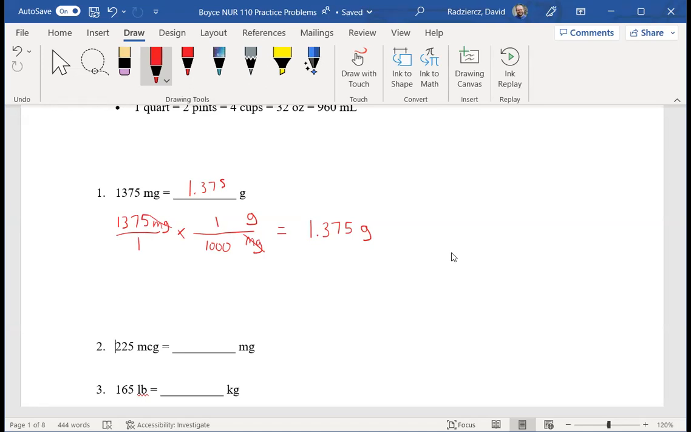Yeah. And then you should know that on your test, you will have a basic 10 key calculator. So you're allowed to use a calculator on this. Okay.